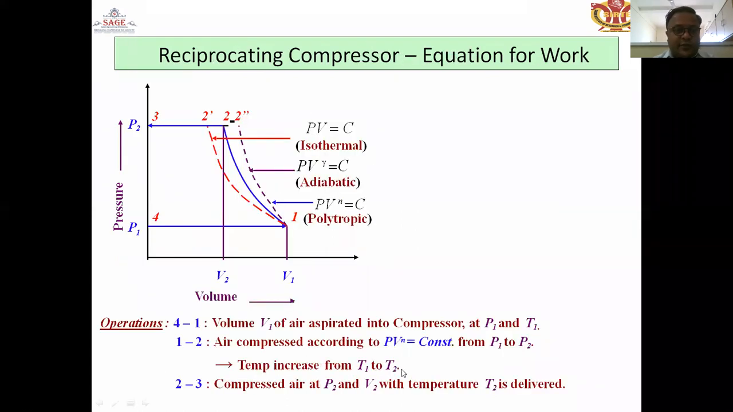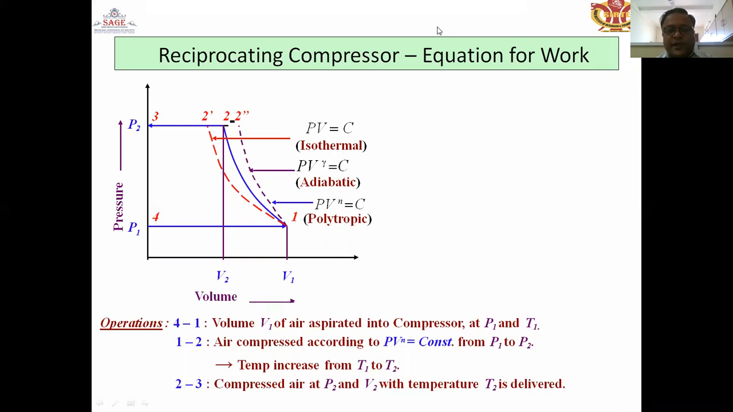This is the PV diagram in which the clearance volume is 0. Here the diagram is attached with this line, and the clearance volume is not presented here, or the clearance volume is considered 0. There are three processes of compression. PV = C is called the isothermal process. PV^gamma = C is the adiabatic process. PV^n = C is the polytropic process.